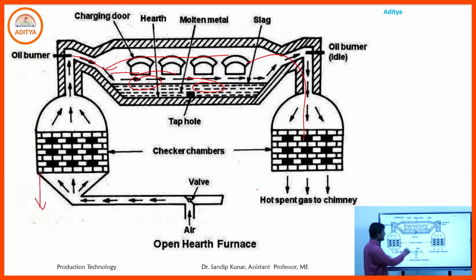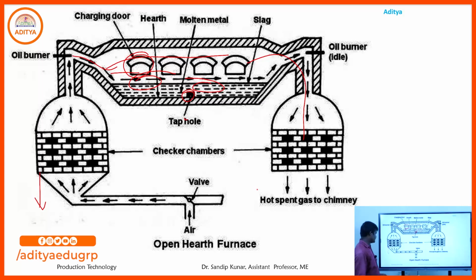Through the tap hole we take out the molten metal, and there is also a slag hole. Through the slag hole we remove the slag, and that is the charging door. Through that charging door we put the metal scrap into the furnace.